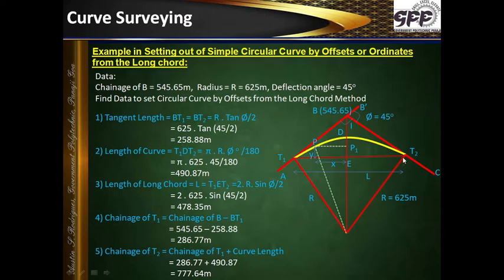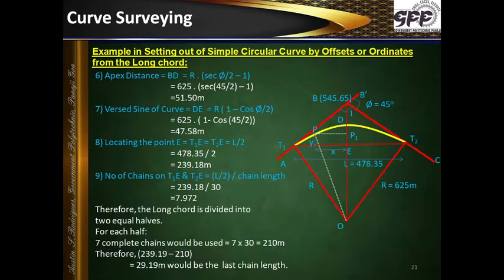Now what is the chainage of T2? Chainage of T2 is chainage of T1 plus the curved length, because we will be coming to T1 and we will be putting the chain on the curved length. So chainage of T2 is chainage of T1 plus curved length, which is 286.77, that is the chainage of T1, plus length of the curve is 490.87. So the chainage of T2 comes to 777.64 meters.